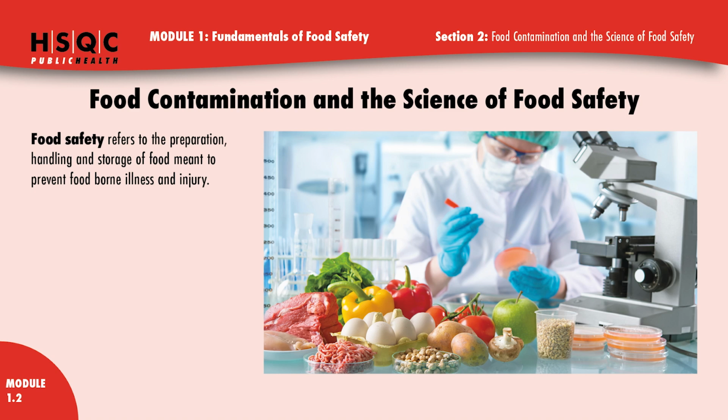Module 1, Section 2: Food Contamination and the Science of Food Safety. Food safety refers to the preparation, handling and storage of food, meant to prevent foodborne illness and injury. Safe food handling practices and procedures are implemented at every stage of the food production life cycle in order to curb these risks and prevent harm to consumers.